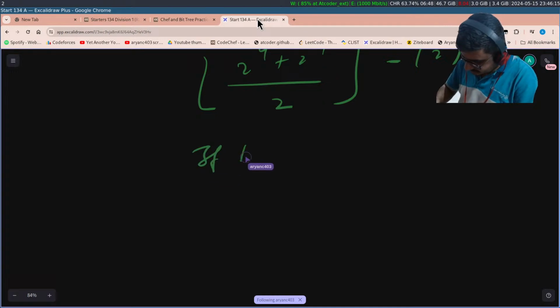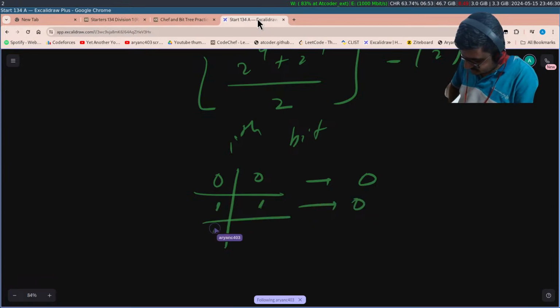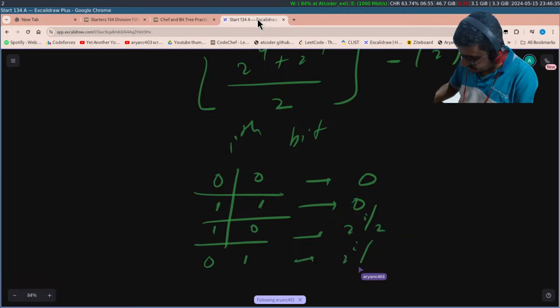So overall, for the ith bit, if both the numbers are 0, overall contribution is 0. If both the numbers are 1, overall contribution is 1. If any one of them is 1, then their contribution would be 2 to the power i divided by 2.